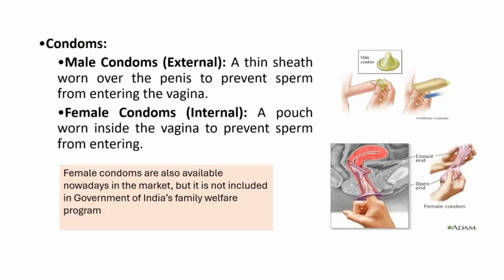Coming to condoms, condoms can be either male condom or female condom. Male condom is an external condom, and it is a thin sheet which is worn over the erect penis to prevent the sperm from entering the vagina. Female condom is also known as an internal condom. It is a pouch which is worn inside the vagina to prevent sperm from entering. You can see there are 2 rings. The inner ring covers your cervix, and your outer ring remains outside the vagina and covers the vulva.